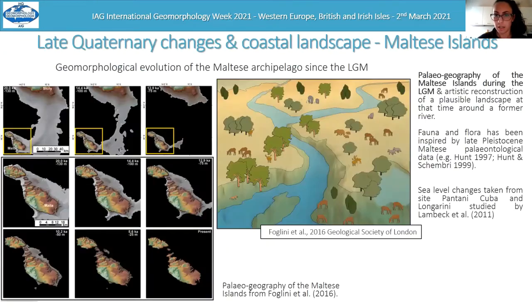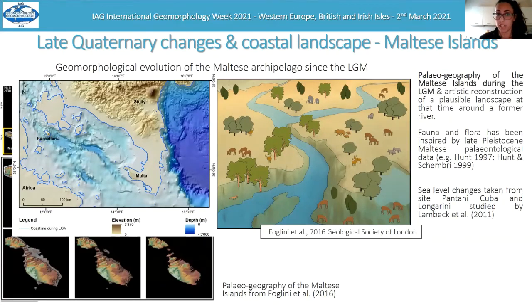Then we focused on the geomorphological evolution of the Maltese archipelago since the last glacial maximum, and using the sea level changes recorded in a site close to Sicily and published by Lambeck et al. 2011, we were able to reconstruct the sea level oscillation during different time frames.